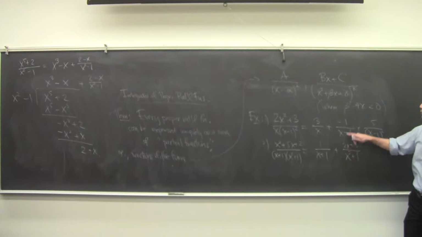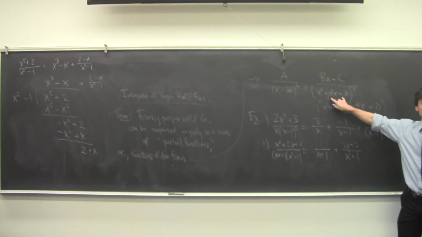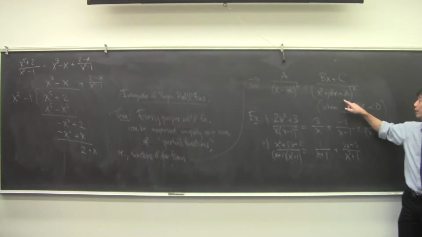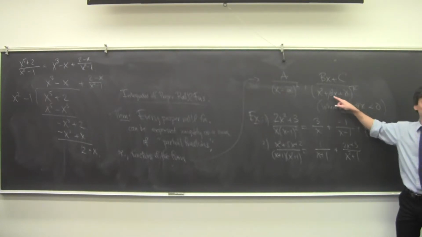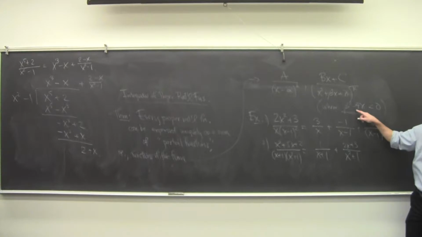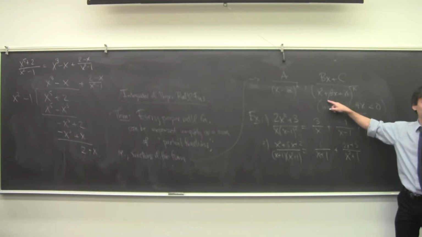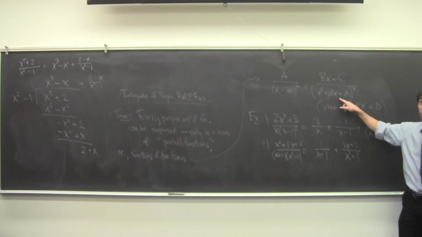Okay, and notice this condition here, beta squared minus 4 gamma being less than 0. What does that tell you about the quadratic you've got here? You should have seen this at some point in the quadratic formula. This tells you that the roots are complex, that you can't break this up any further. This is an irreducible quadratic.